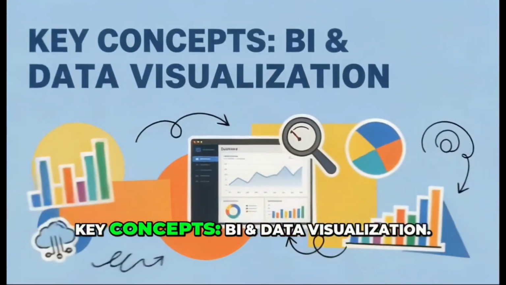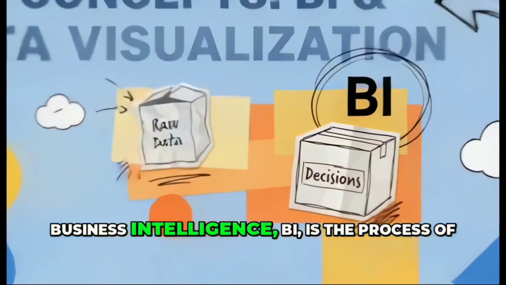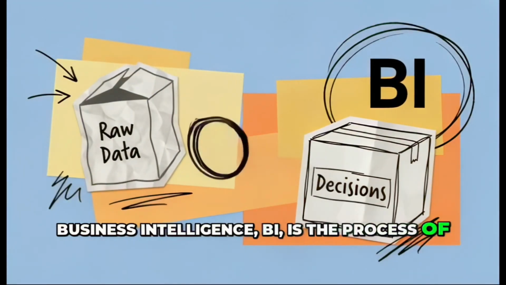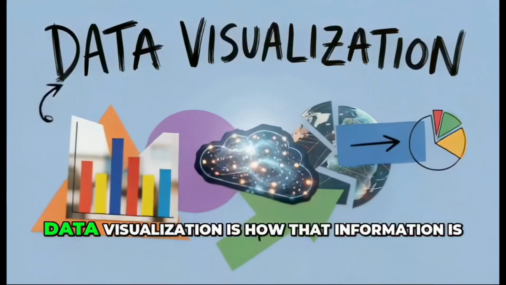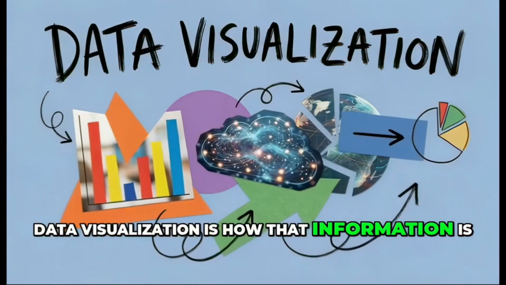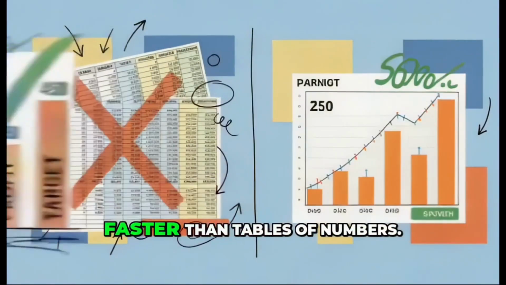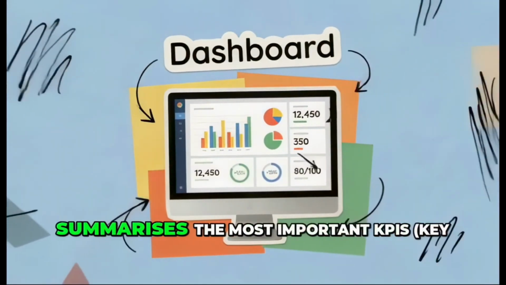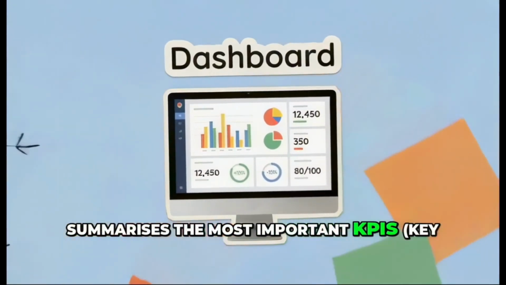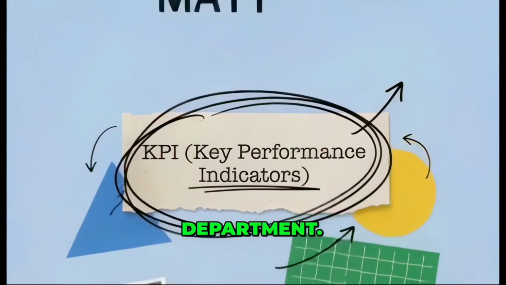Key concepts: BI and data visualization. Business intelligence, BI, is the process of converting raw data into information that supports decisions. Data visualization is how that information is presented. Visuals are processed by the brain much faster than tables of numbers. A dashboard is a single screen that summarizes the most important KPIs, key performance indicators, for a role or department.